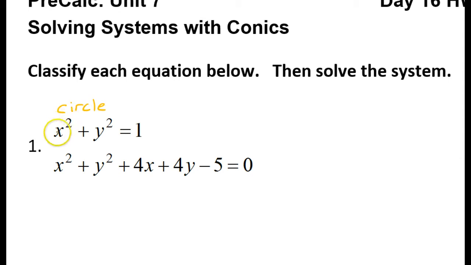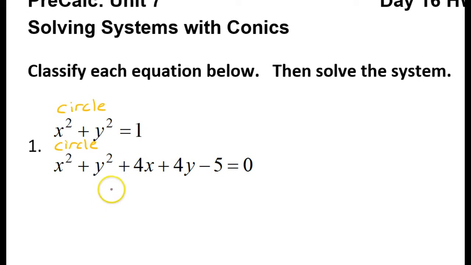I can tell because the x squared and y squared both have the same coefficient, 1 and 1. For the same reason, the next equation is also a circle. X squared and y squared, the coefficients are 1 and 1. If the coefficients of the x squared and the y squared are the same, it's a circle. So we are looking for the intersection points of these two circles.